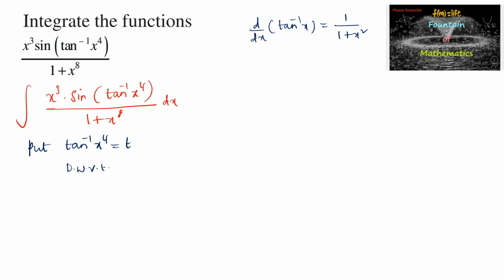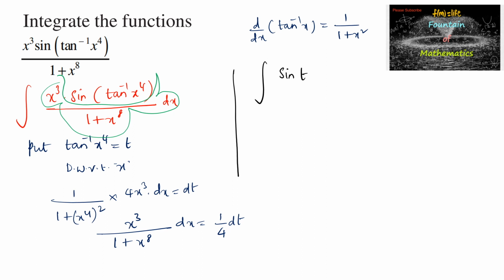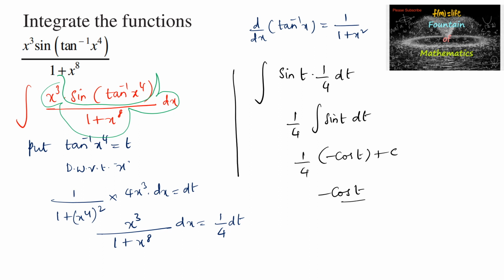On differentiating with respect to x, we have 1/(1 + (x⁴)²) into the differentiation of x⁴, which is 4x³ dx, equal to dt, or we can write x³/(1 + x⁸) dx equal to 1/4 dt. So our integral can be taken as the integral of sin t into 1/4 dt, that is 1/4 integral of sin t dt. So integration of sin t is minus cos t plus integral constant c. So we can write minus cos t / 4 plus c.